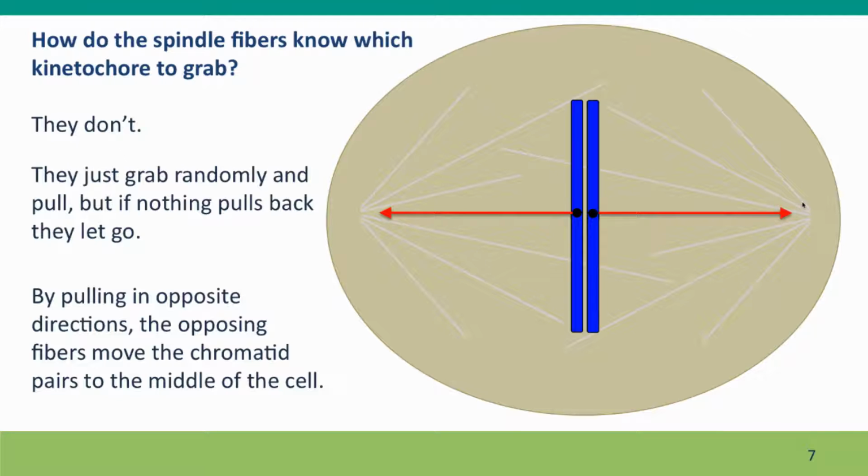They then have a kind of a tug of war, and you'll see this if you watch some of the videos of actual chromosomes in mitosis that are posted on the Module 7 page. You'll see the chromosomes are jiggling all over the place, and that's because the opposing spindle fibers are pulling in opposite directions. And it's only the average outcome that the two sister chromatids get pulled more or less to the middle of the cell.